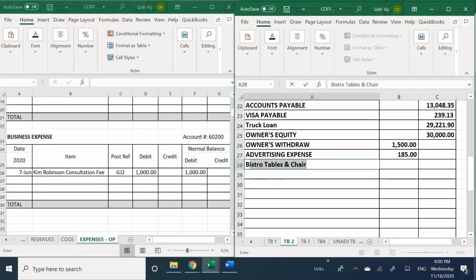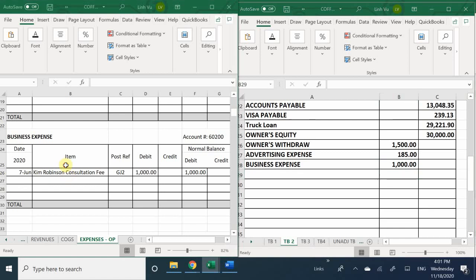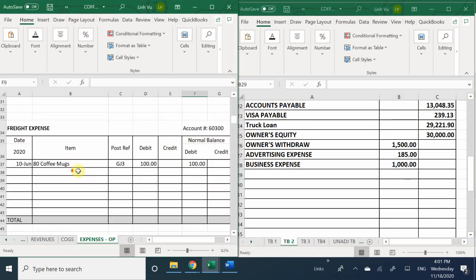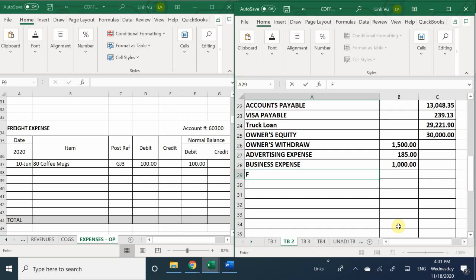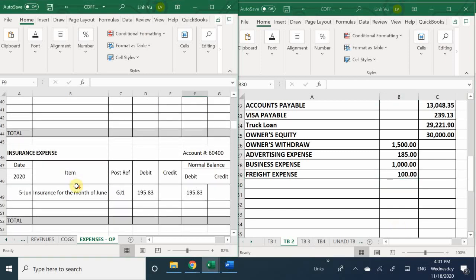Did we have any business expenses? Yes. We have that consulting fee from Miss Kim Robinson for $1,000. Okay. Did we incur freight expense? Yes, we did. We made purchases of periodic inventory. So yes, we do have freight expense in the amount of $100. Okay.